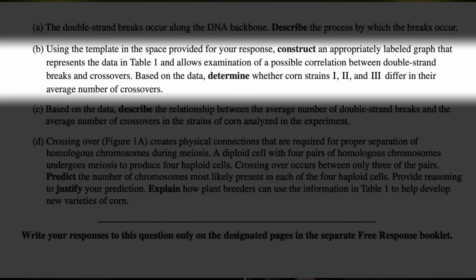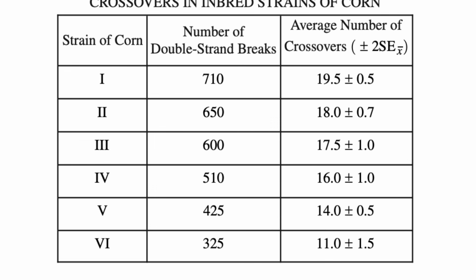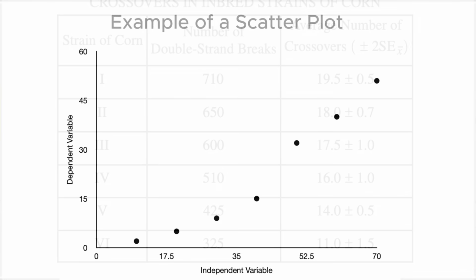Part B says construct a graph that represents the data in Table 1. It also has to allow for the examination of a possible correlation between double-strand breaks and crossovers. And then we have to determine whether corn strains 1, 2, and 3 differ in their average number of crossovers. And we'll get to that part in just a few minutes. Now, first, the graph. When we want to look for correlations between double-strand breaks and crossovers, we're definitely going to be using a scatter plot.